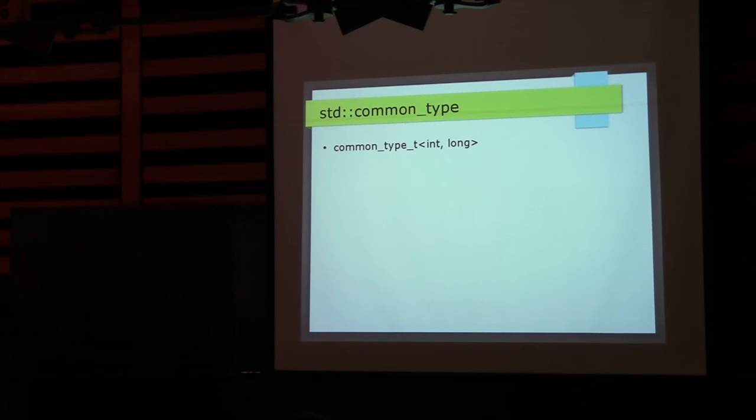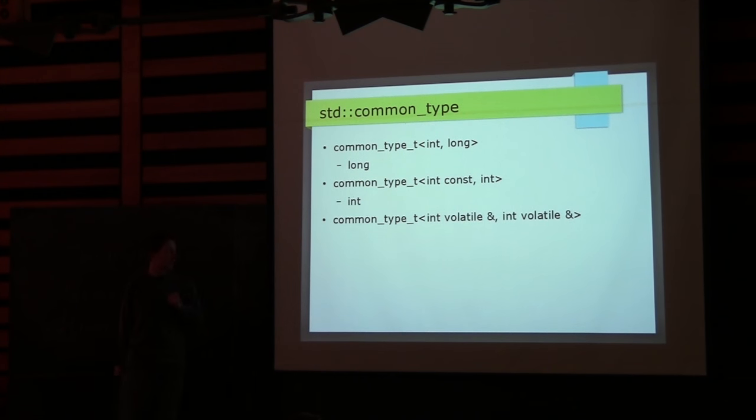So, if we have common type underscore t of int and long, it gives us a long. Common type of int and const int is int, and int volatile ref is also int. The reason is the arguments are decayed. The return type of common type is always going to be a non-reference qualified, non-const qualified, non-volatile qualified type. But the arguments are only decayed, kind of.